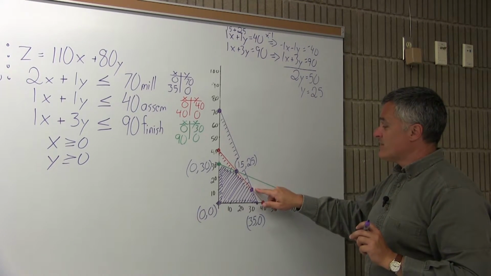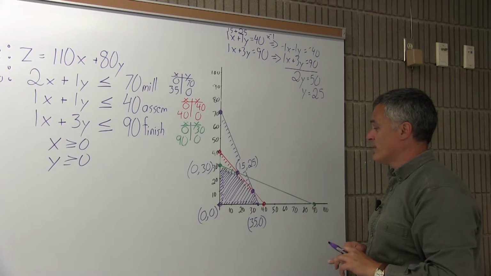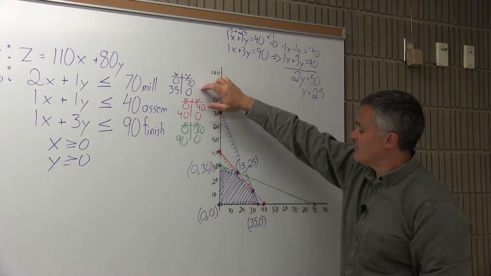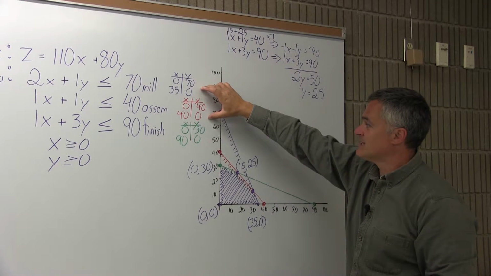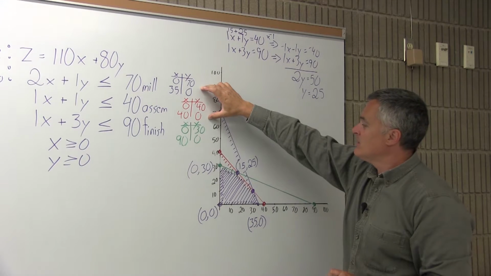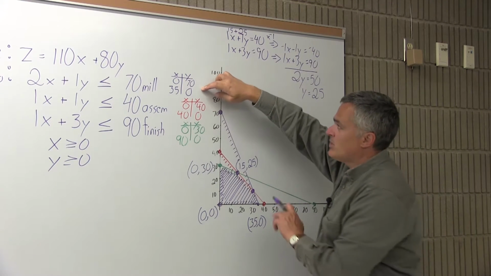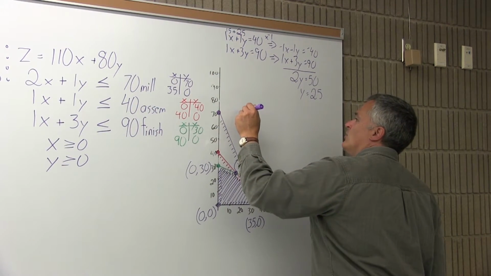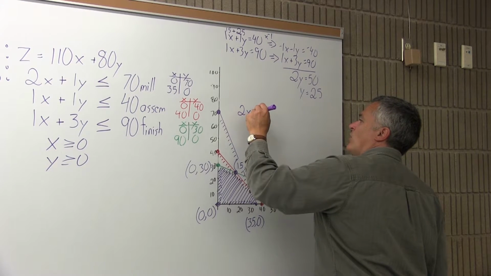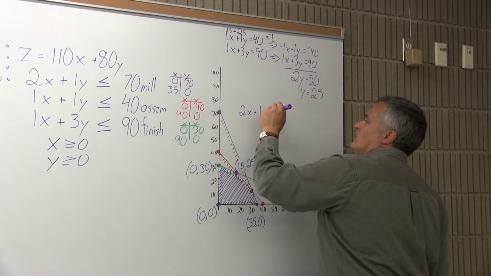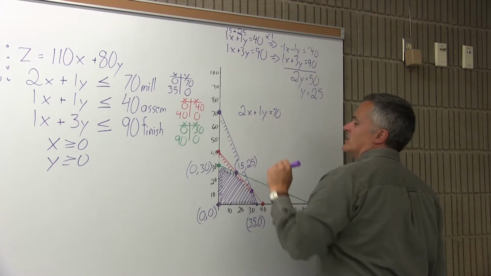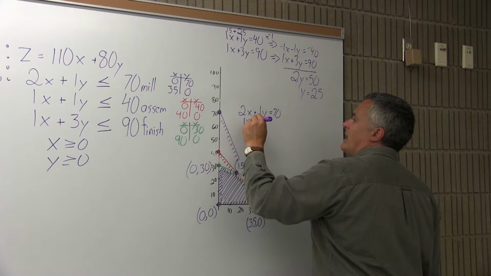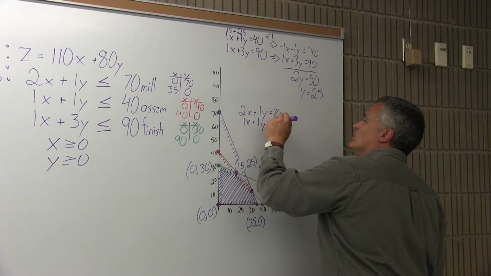Now, I have another point of intersection down here that's one of my corner points. It's where the purple line for the milling constraint intersects with the red line for the assembly constraint. So let me solve those simultaneously. The purple line for the milling constraint is 2x plus 1y equals 70. Again, I treat it as an equation. And the red line, which is the assembly constraint, is going to be 1x plus 1y equals 40.